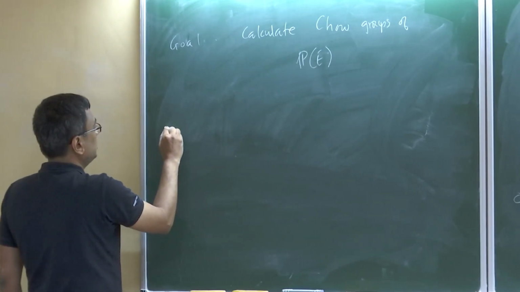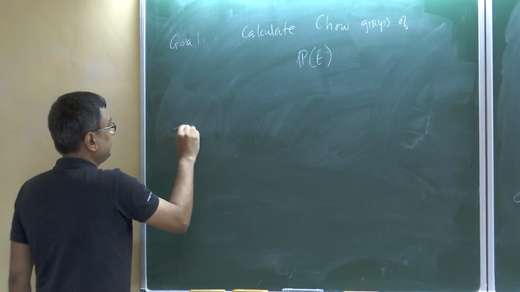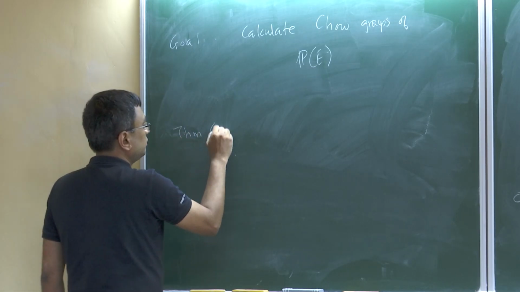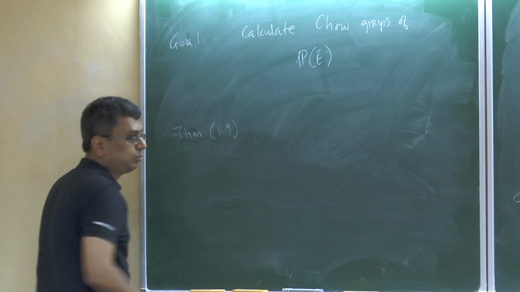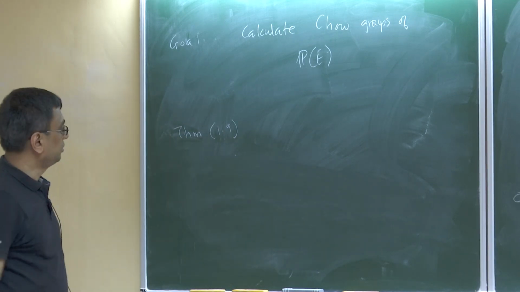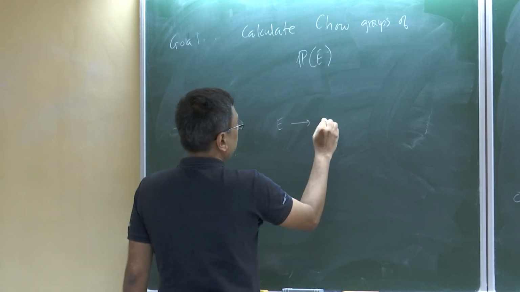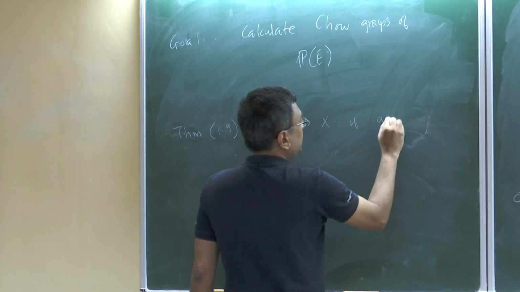But before that, here is a lemma, or theorem. I think this is 1.9 in the book, in case you want to refer back, and I think Nitin is also going to discuss this. So let E to X be an A^n bundle.